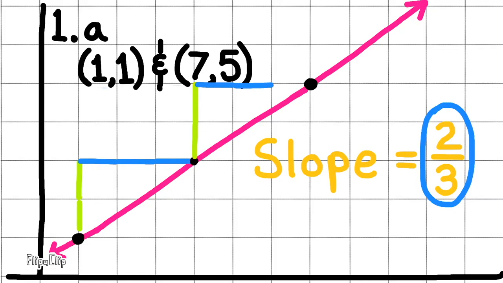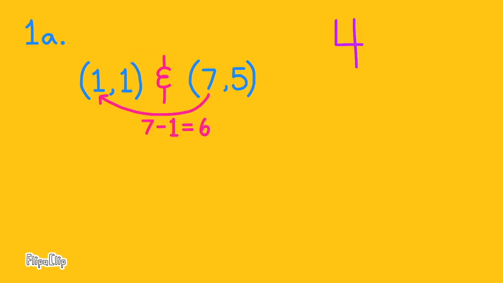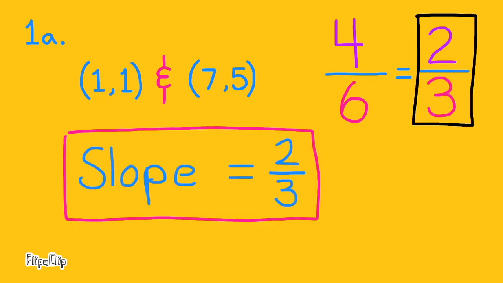And you can see, to get from the first point to the second point, you have to rise up 4 and run to the right 6. You can find the slope without drawing the line on a graph. Just subtract the y values, 5 minus 1, and that's 4, and subtract the x values, 7 minus 1 is 6. So you can see that we have a slope of 4 over 6, which is simplified to a slope of 2/3.